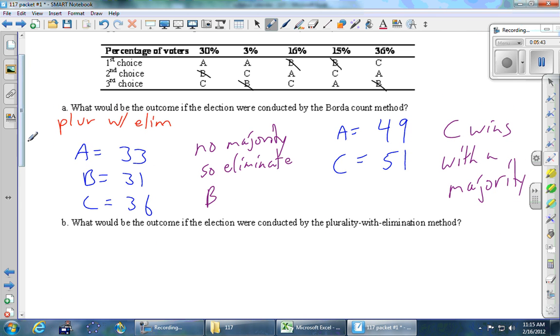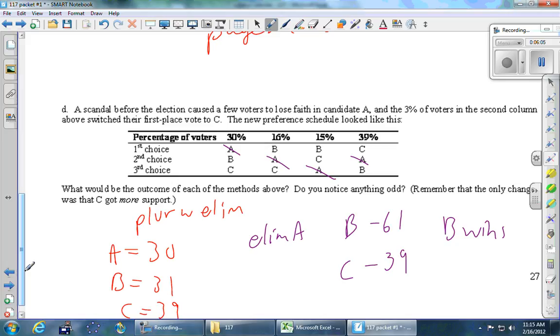Who won the plurality with elimination in the beginning? C, right? But then these folks that liked A, they decided, wait a minute, I think C is better now that I've got new information. So if C won before, and then some folks decided to rank C even higher than they did before, then it seems like C should win. C should win even more easily than it did. But what happened? Who won? B. Is that not surprising? C had this election wrapped up, and then some people decided C was even better than they thought before, and then C lost.